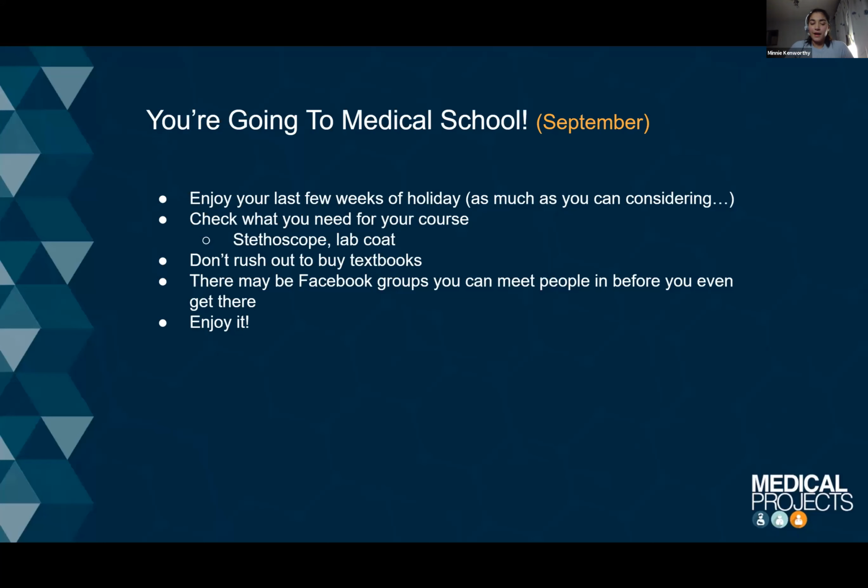Just take up some hobbies, go running, because this is your last chance to relax before you go. And check what you need for your course as well. They might say that you need to buy things like stethoscopes, or lab coats if you're doing dissection. Always worth checking, and don't just go out and buy them straight away. Look at specific brands that they want, because sometimes they have a preference, and you don't want to spend £60 on a stethoscope when it's the wrong brand.